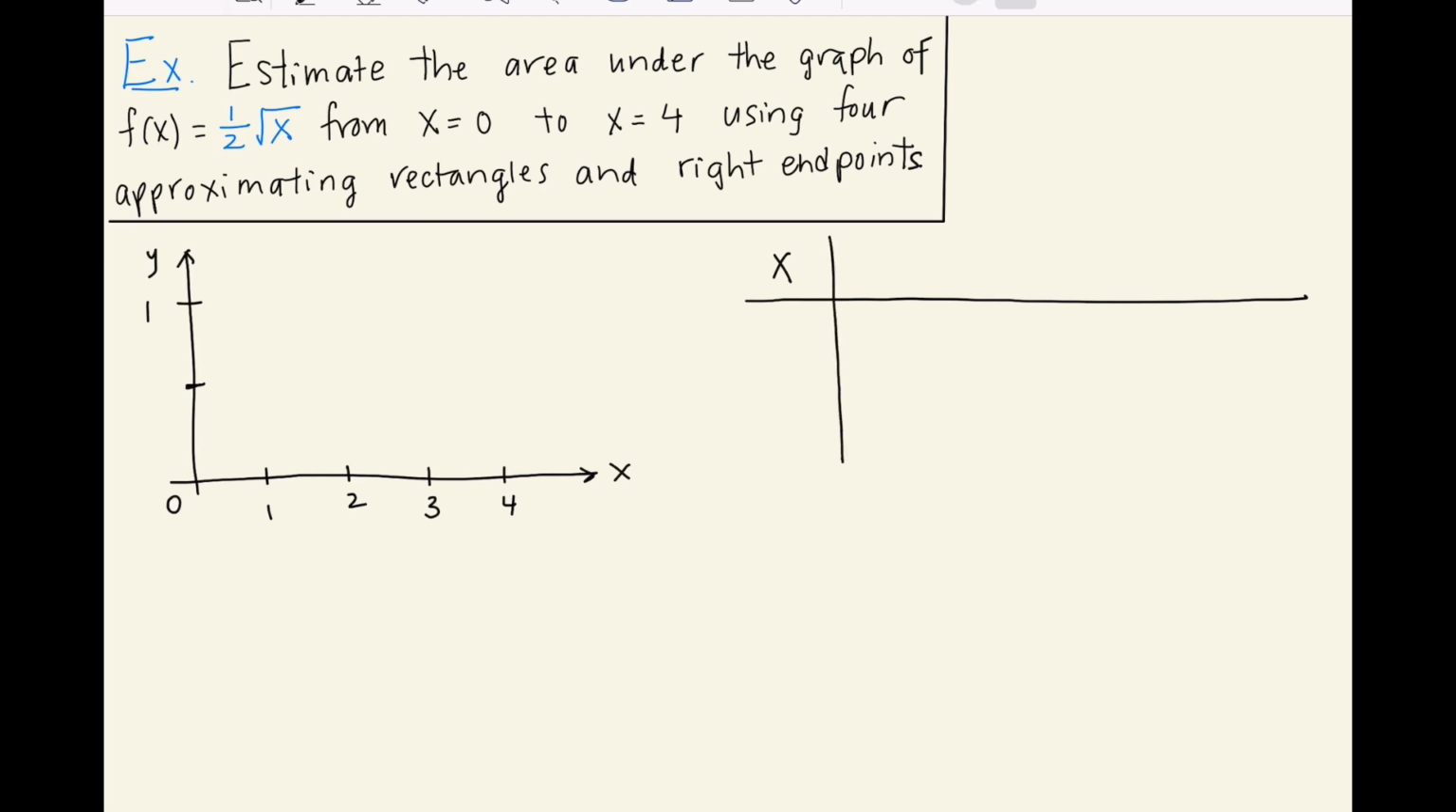So in this case, if x is equal to 0, then I'm going to be calculating 1/2 of root 0, which is just equal to 0. If x is equal to 1, we have 1/2 root 1, which is just 1/2. So let me just plot those 2 points.